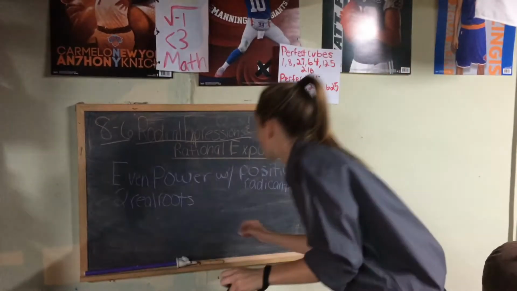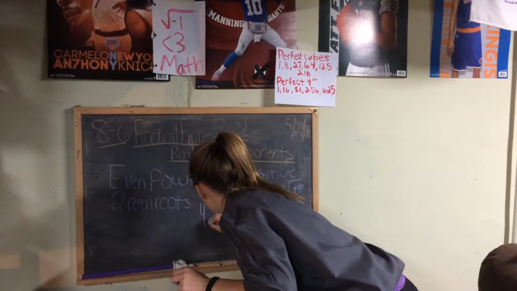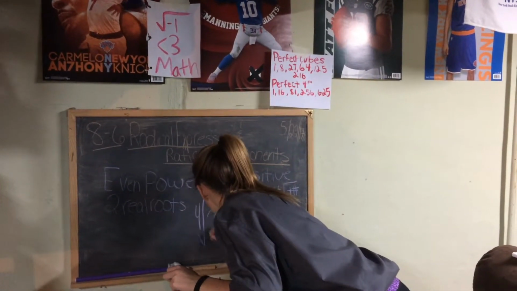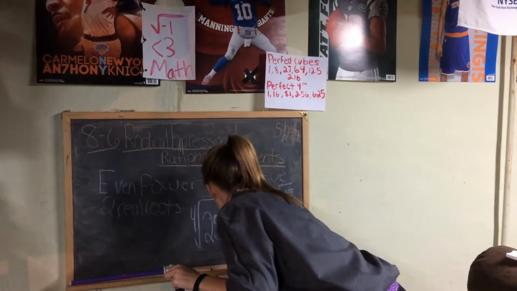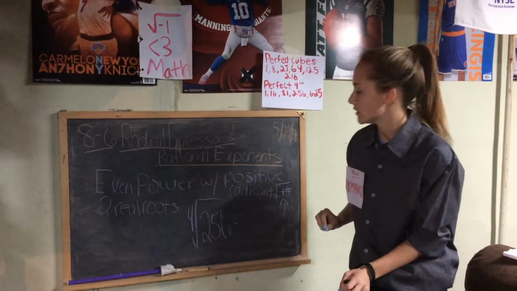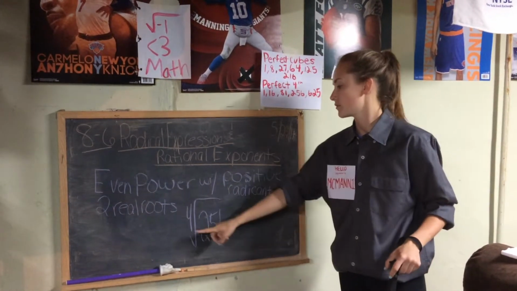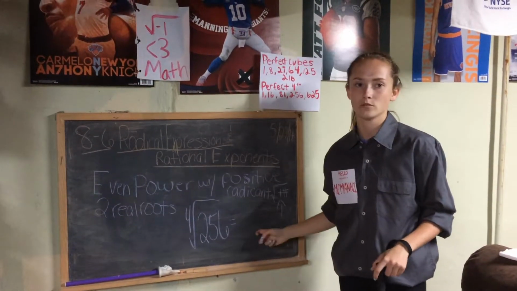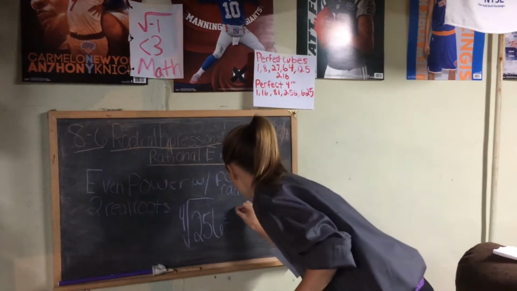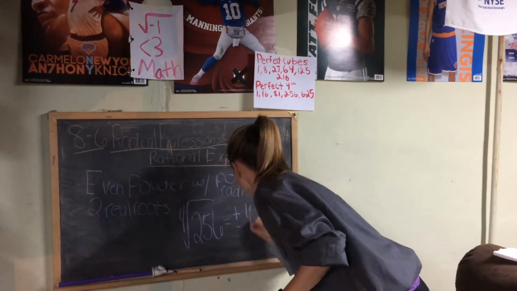The next example is the 4th root of 256. As the last example, you have to think of whatever number multiplied 4 times is equal to the solution, and that is positive and negative.